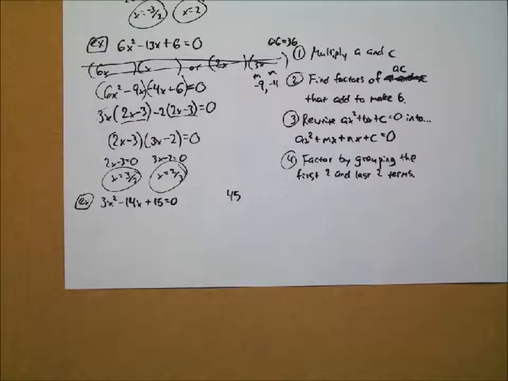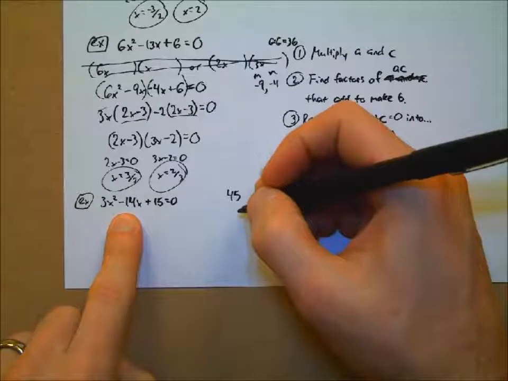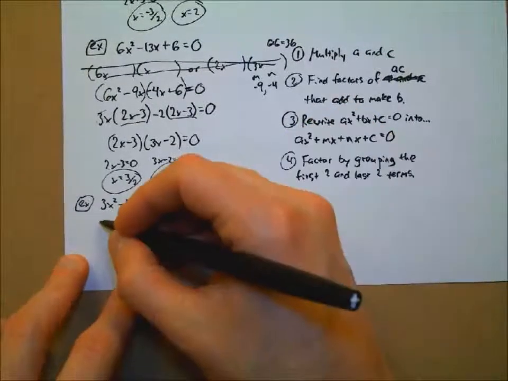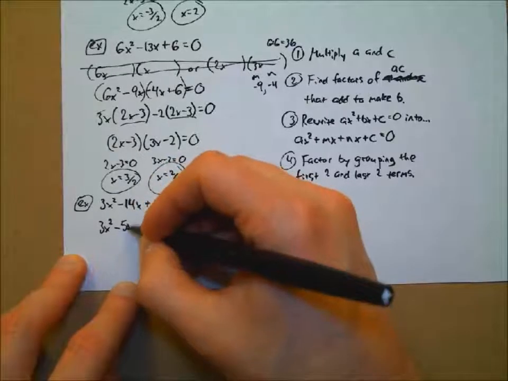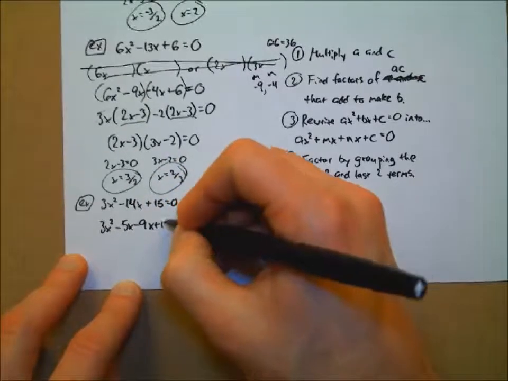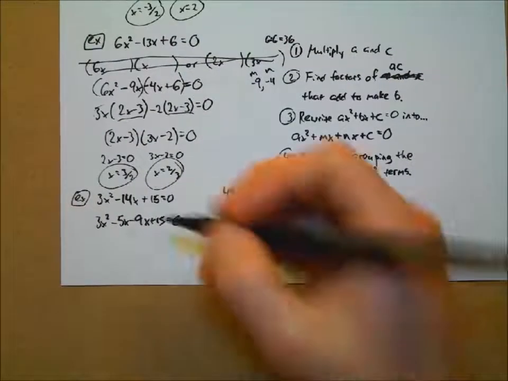So, numbers that multiply to 45, but add to negative 14. All right, let's go Cooper, yeah. 5 and 9? Yeah, in this case, we'll need it to be negative 5 and negative 9. Okay, so I'll go ahead and say, all right, 3x squared minus 5x minus 9x plus 15 equals 0, like that. Okay, again, so we break up that middle term.